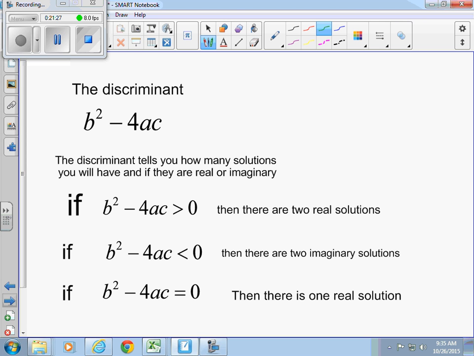ACT asks this question a lot. Sometimes they make you figure out which one would make it real or imaginary. They'd say, what B would you have to make two real solutions? Have y'all ever seen that question before? It looks like a really hard question, but it's not if you know the discriminant piece. So this is a common ACT question type.